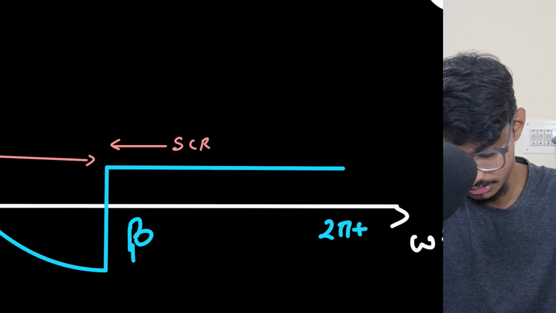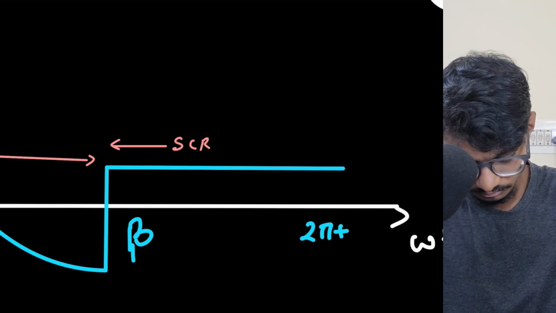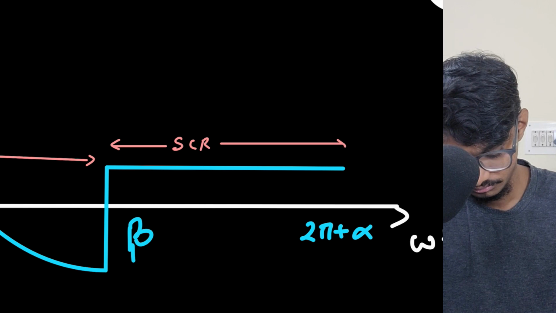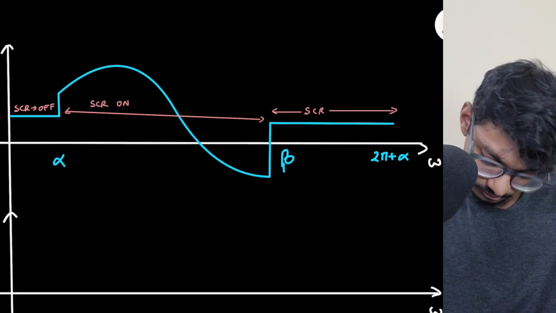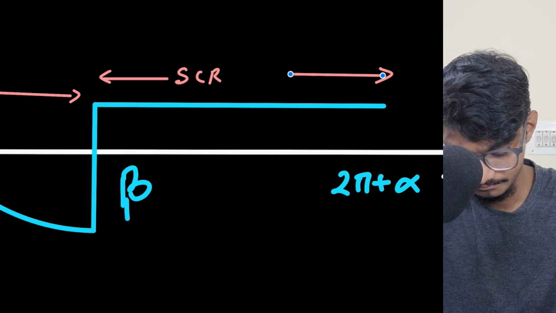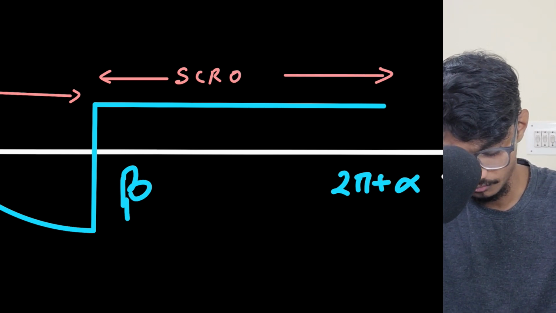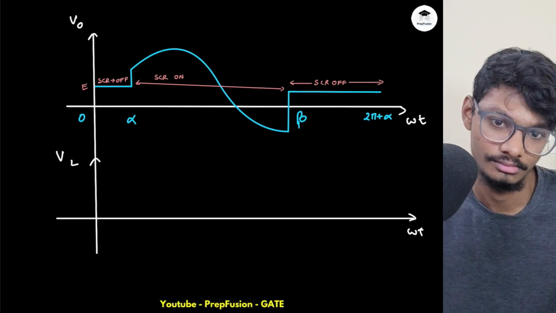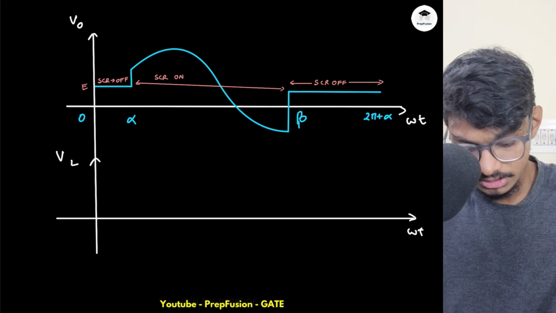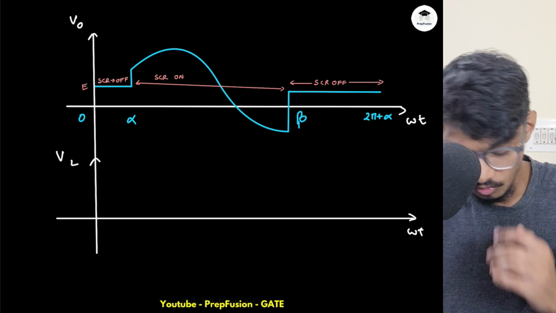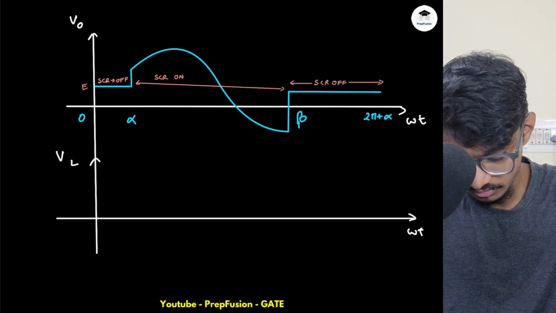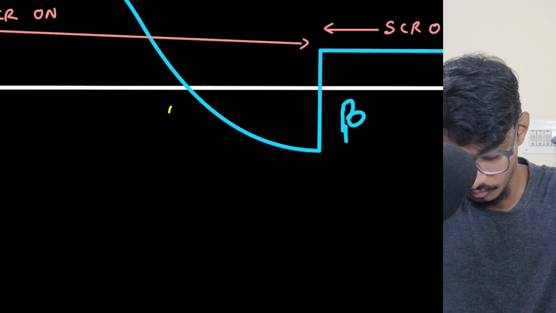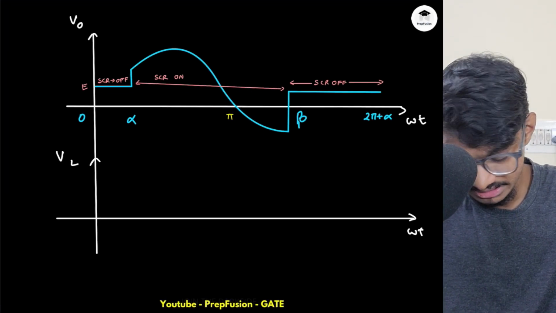So this will be 2 pi plus alpha, where SCR will be off. One important thing to note over here is this value. This value is simply pi, because at pi only the output voltage goes negative. Okay, so these are the things here.